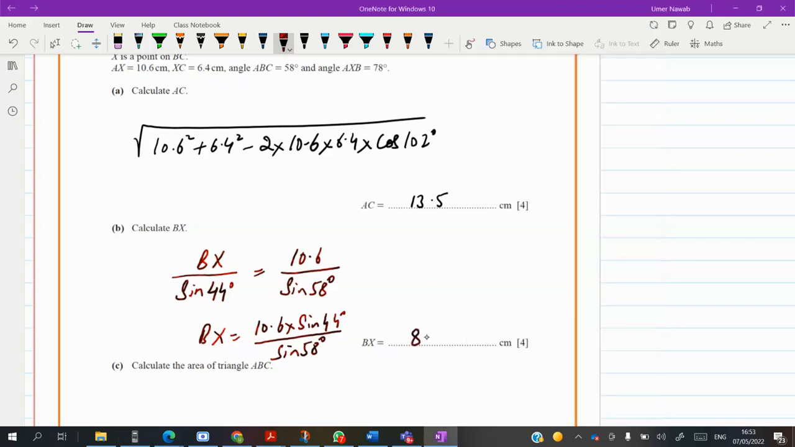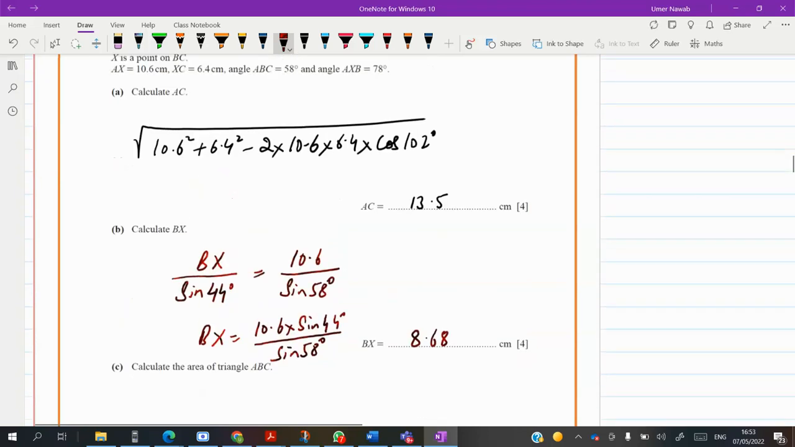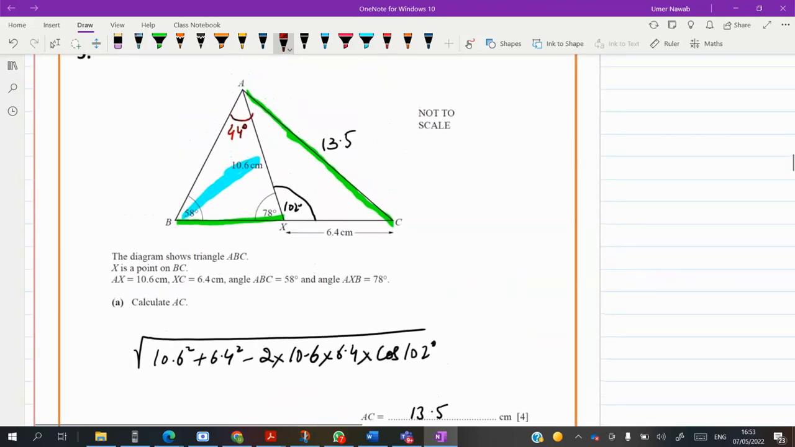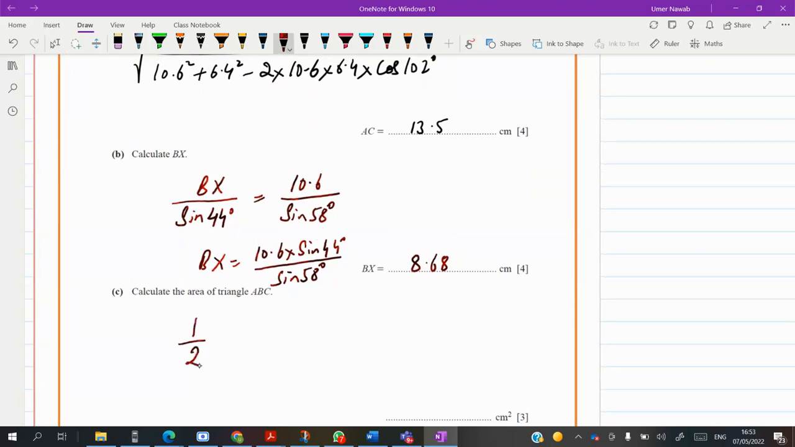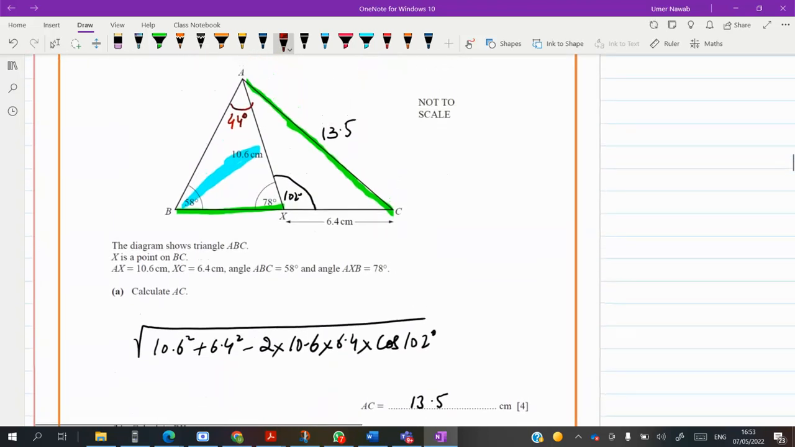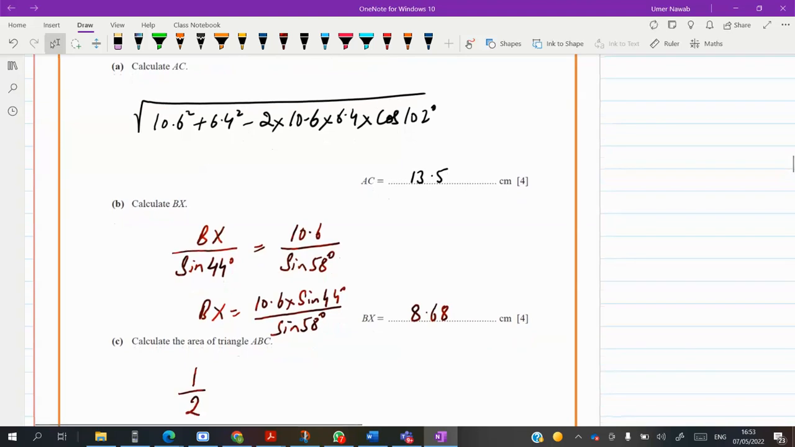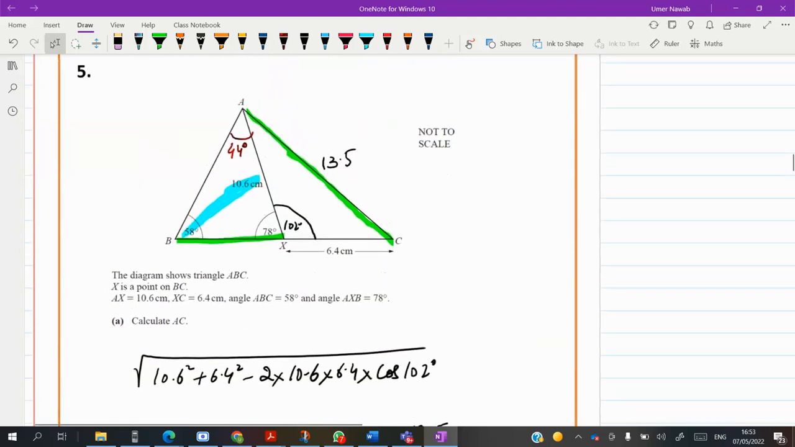8.68. Area of triangle ABC. Half. Did we find AB, guys? Or BX is 8.68.